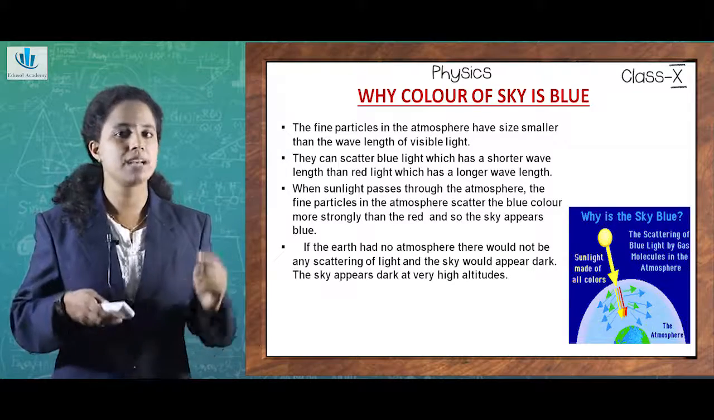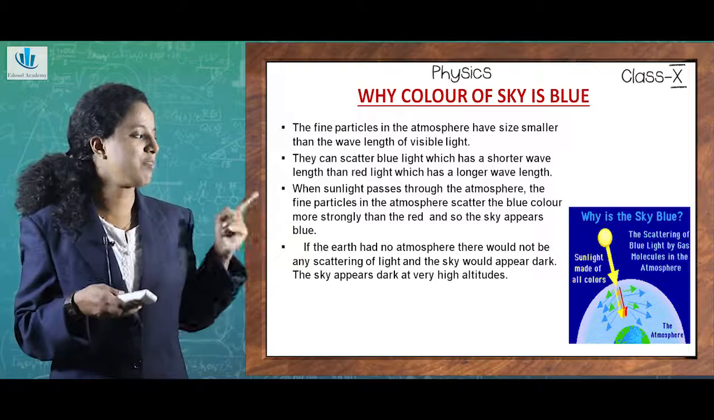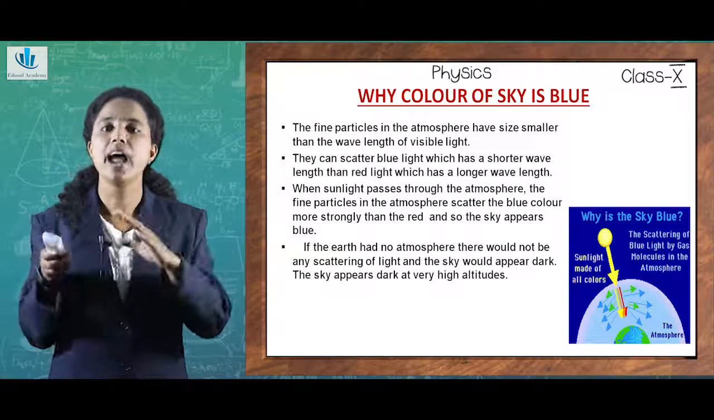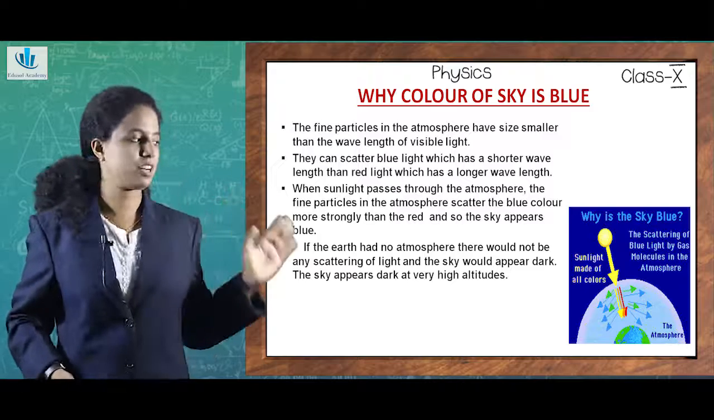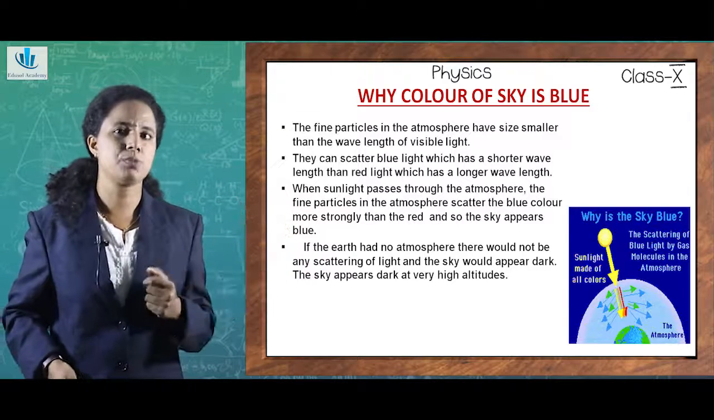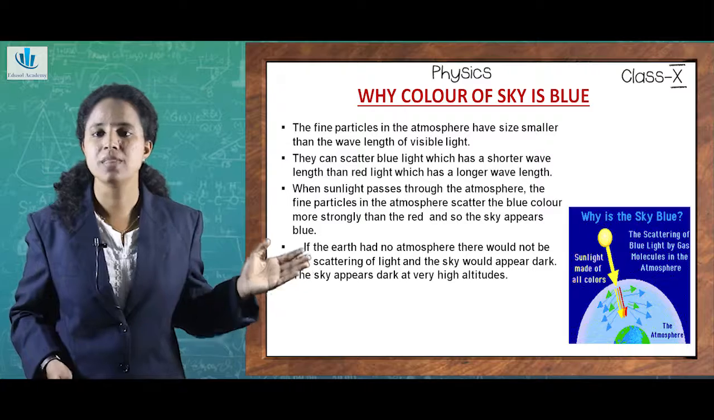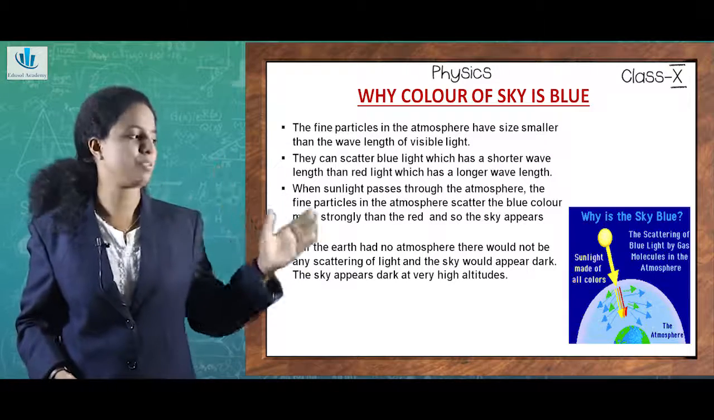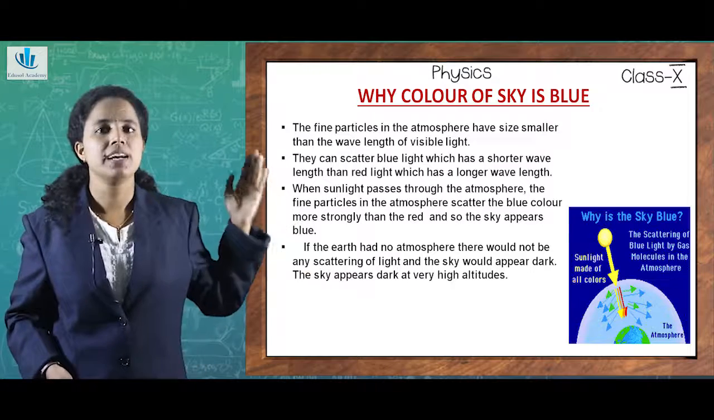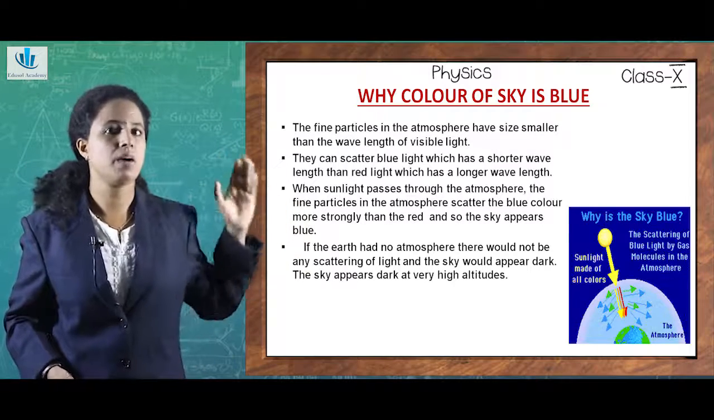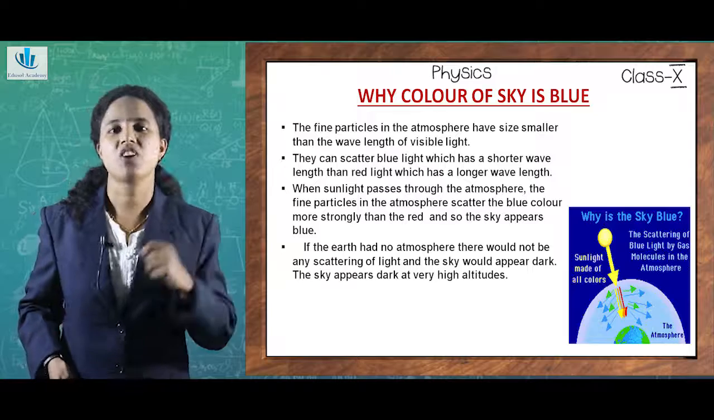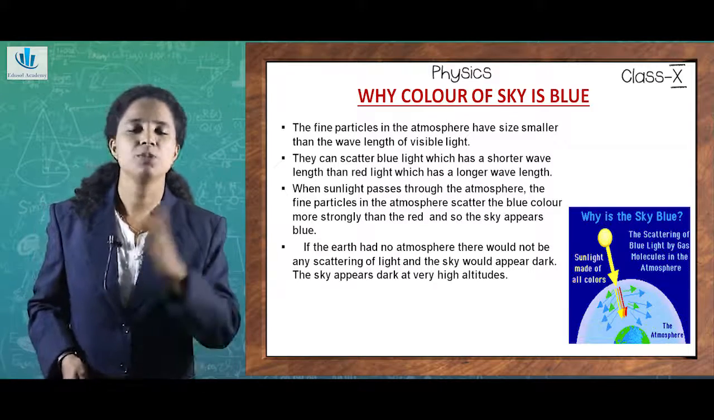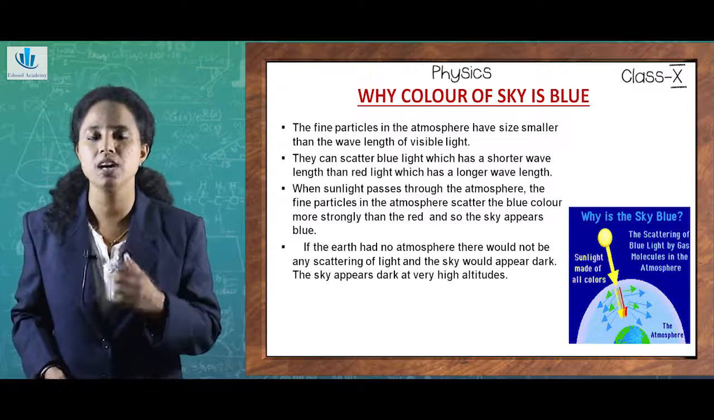So when sunlight passes through the atmosphere, as you can infer from this picture, the fine particles in the atmosphere scatter the blue color. Why does it scatter the blue color more strongly? Because it is of lesser wavelength. So lesser wavelength means more scattering. So the atmosphere will scatter the blue color more strongly than the red, which is having high wavelength. So the sky almost all the time appears to be blue to us.